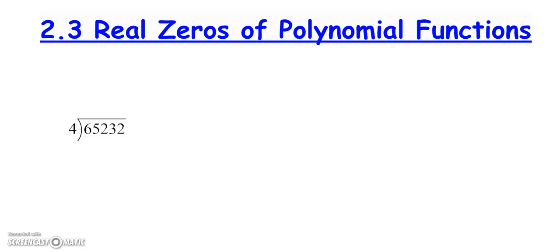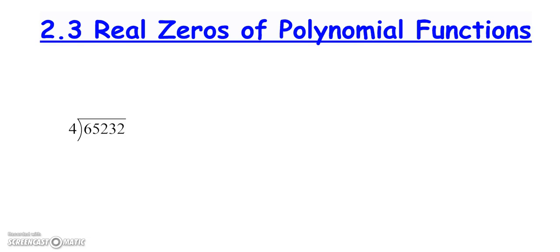Alright, this is section 2.3, the real zeros of a polynomial function. Before we get to polynomials at all, we're already familiar with the term zeros. Another word for zeros is roots. And zeros tie closely to factors. We covered that in the last section.